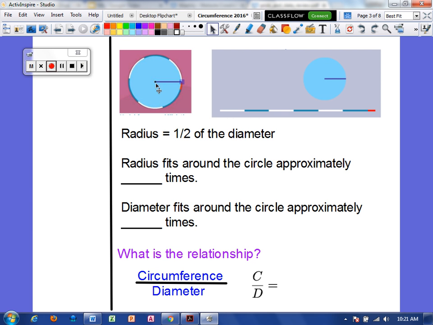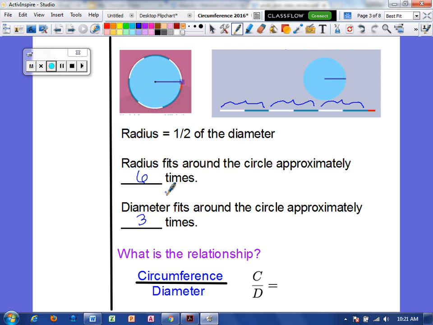So in this picture here, they have taken the radius and placed it around the circle. And as you can see, it fits around 1, 2, 3, 4, 5, 6 times. And then this little piece of red is just a little bit left over. So a radius fits around a circle approximately 6 times. So if a diameter is twice as long, then that means it would take 1, 2, 3 diameters with just a little bit left over.